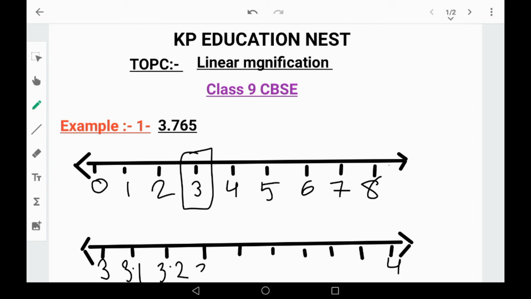In between this we will get 3.1, 3.2, 3.3, 3.4, 3.5, 3.6, 3.7, 3.8 and so on. These are the numbers that lie in between 3 and 4. So I wanted 3.7. The first two digits are 3.7. So I will mark 3.7 here.